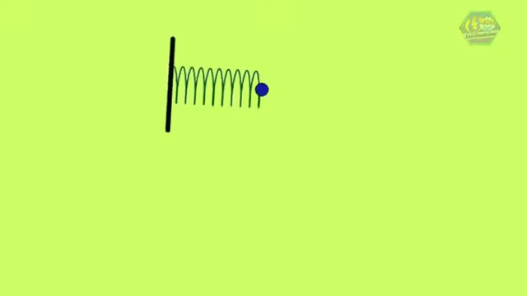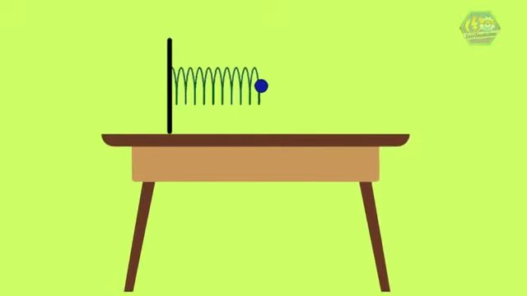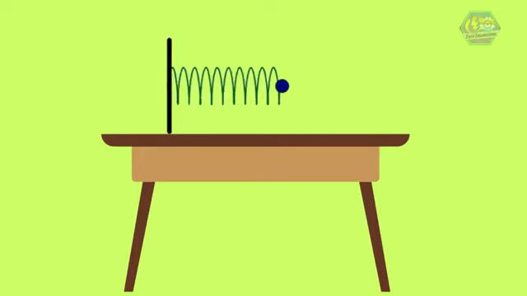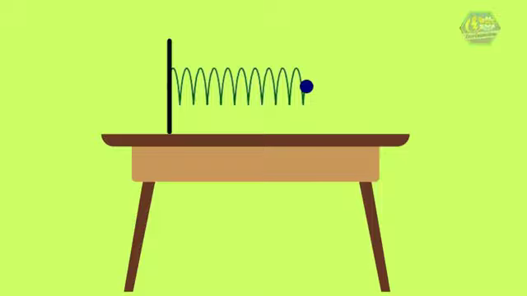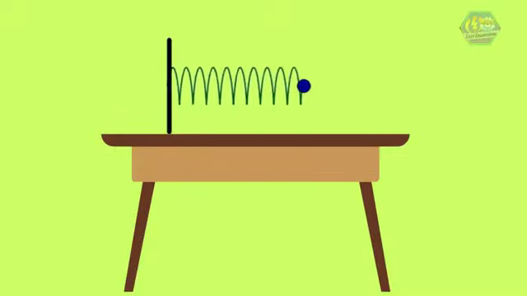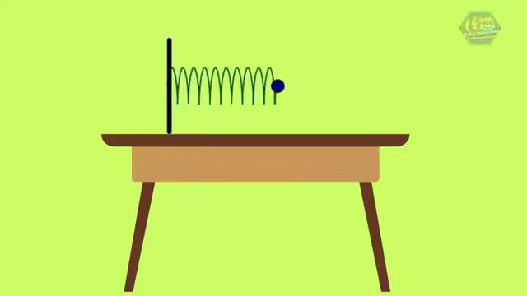Suppose you have a ball attached to a horizontal spring lying on a table. While the ball is lying there and at rest, it is in a state of equilibrium. But when you move the ball by stretching the spring and then letting it go, the ball will keep moving back and forth. And this back and forth motion caused by the force of the spring is simple harmonic motion.